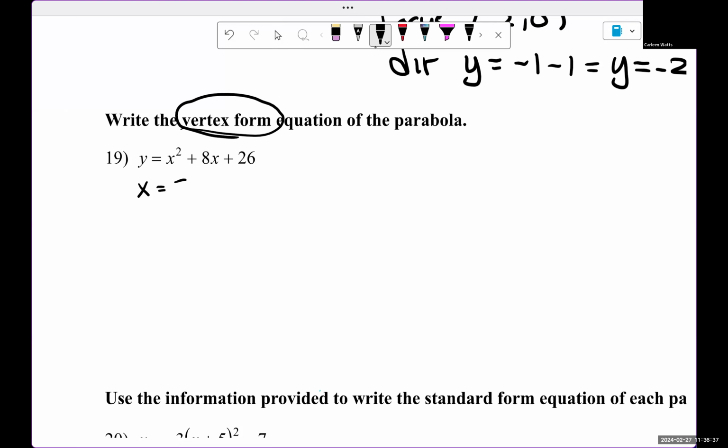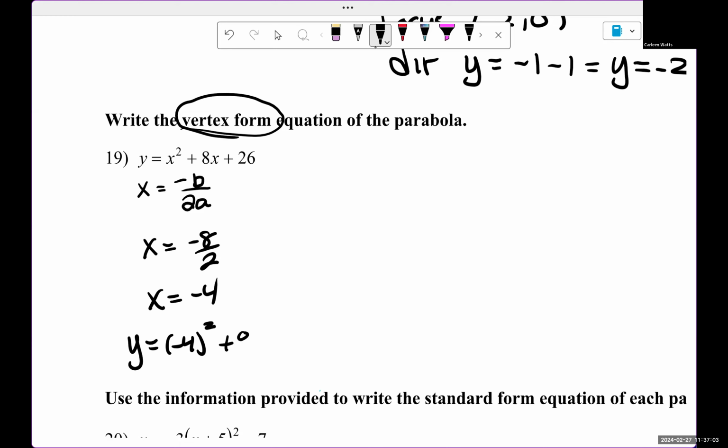Negative b over 2a. Yeah? Okay, so x is -8 over 2, x is -4. That gives me the x coordinate of the vertex. So how do I find the y coordinate? Plug it in. So y is equal to -4 squared plus 8 times -4 plus 26.